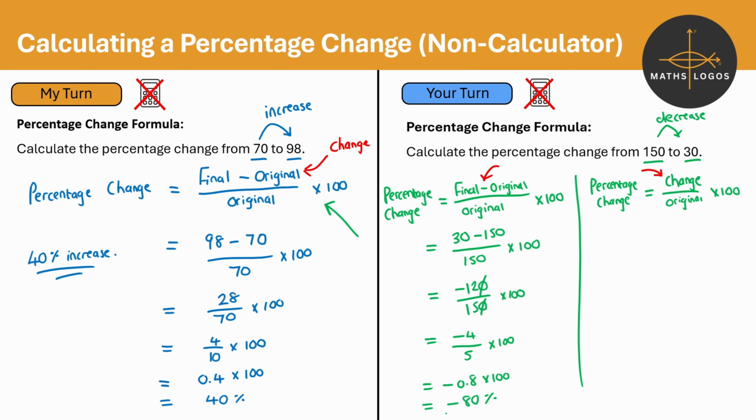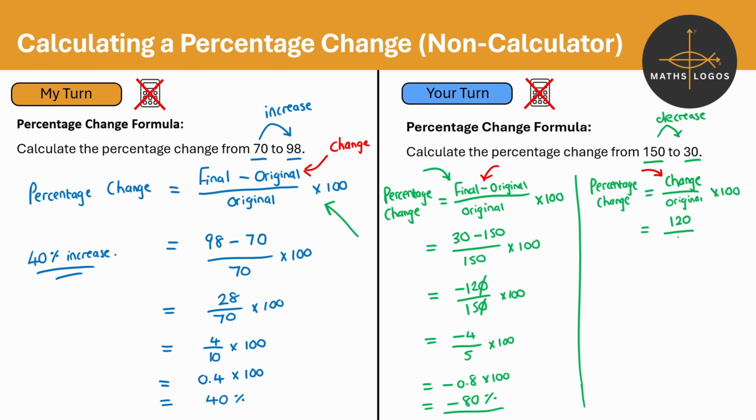And then we just need to be clear that that is clearly an 80% decrease. I wanted to show you this formula because it is sometimes used, but this is probably what I'd be using most of the time. I would just work out the change. The change from 150 to 30 is 120, and I'd just keep that positive, but I'm going to interpret it as a decrease at the end.